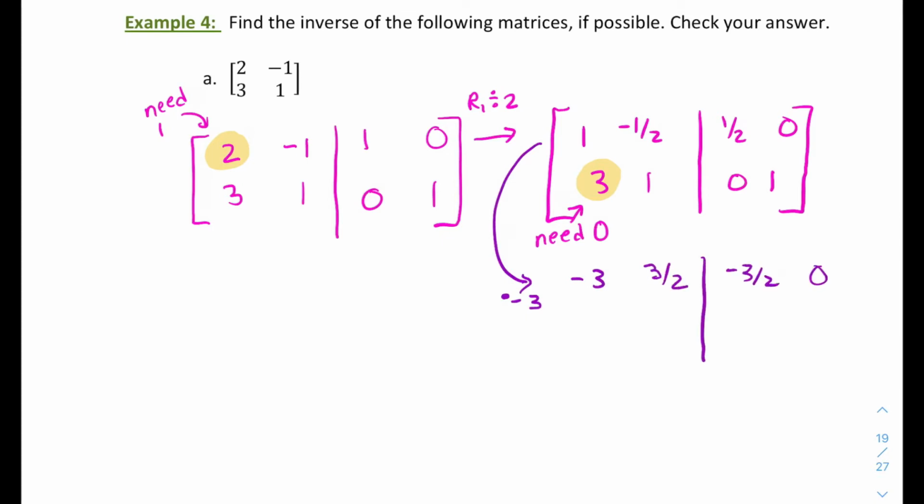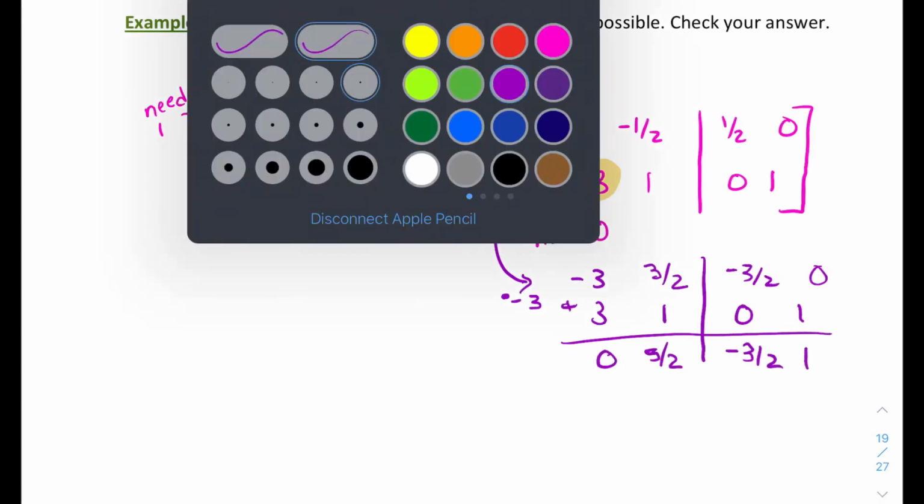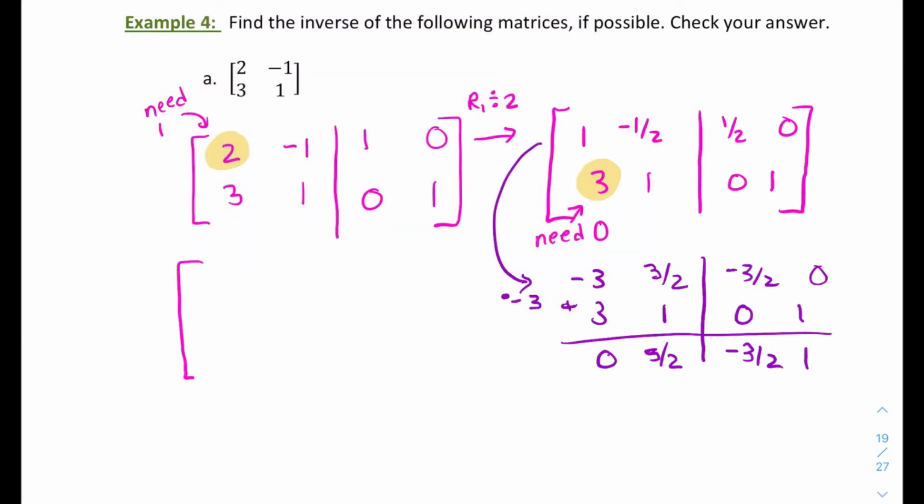And don't forget to do it to everything on the right-hand side as well. So if I add those, I end up with a new second row of 0, 5 halves, -3 halves, and 1. And then I'm just going to keep going until I get my matrix on the left to have 1s along the main diagonal and 0s everywhere else, which I realize I forgot to mention in my other video is called row-reduced echelon form. So I need my 1.